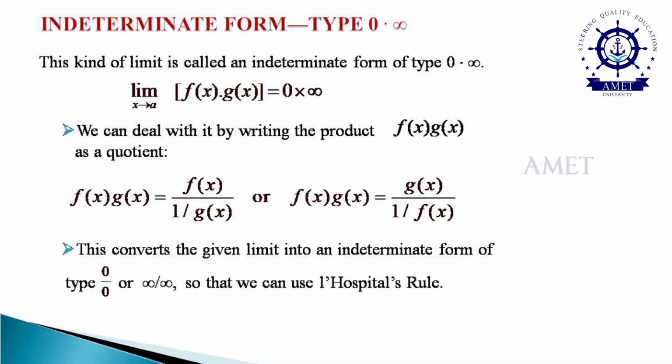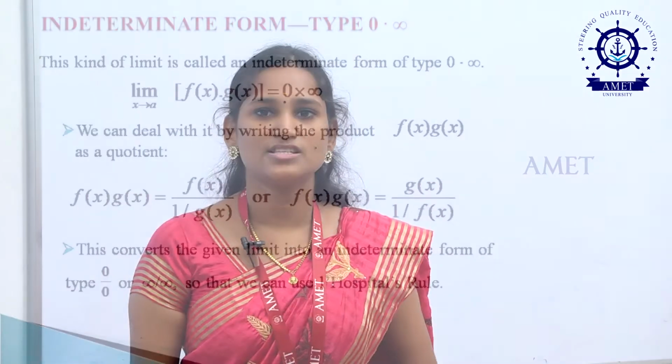The next indeterminate form type is 0 into infinity. 0 into infinity is nothing but a product of two functions. One function, f of x, gives 0 when the limit value is substituted, and the second function, g of x, gives infinity; or f of x is infinity and g of x is 0. Either way it is a 0 into infinity form.